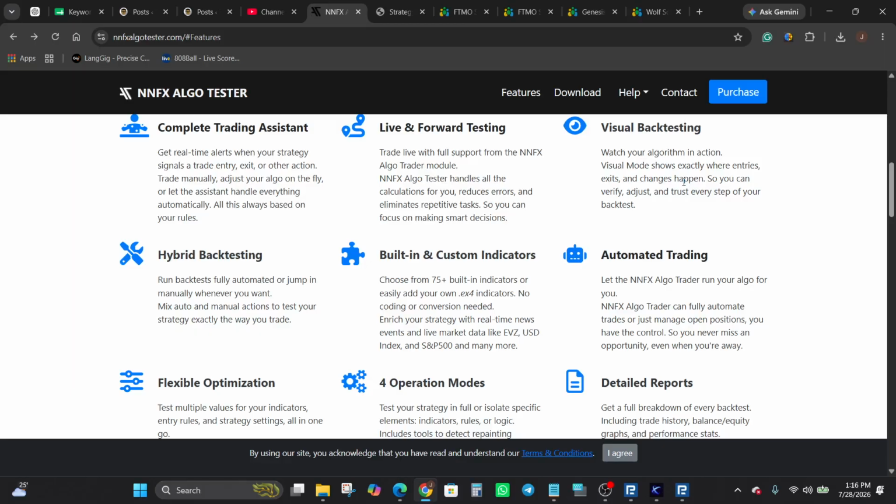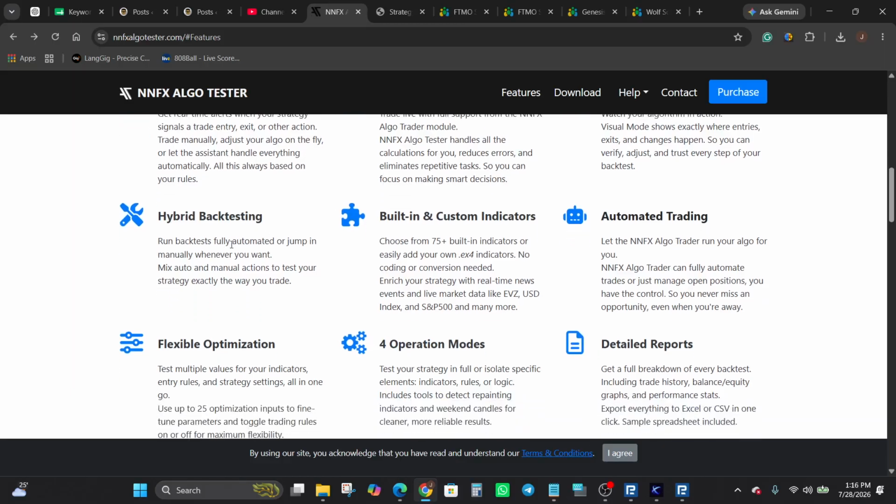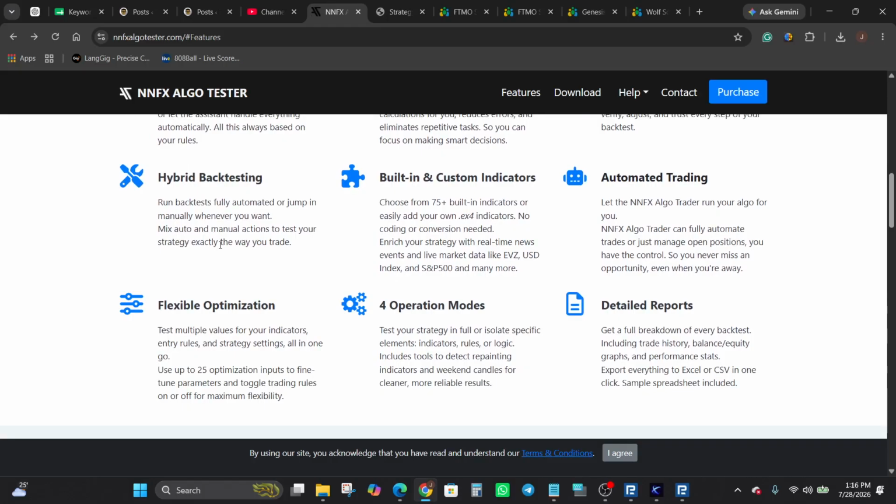The website also mentions hybrid backtesting, where users are not limited to fully automated testing. They can combine automatic execution with manual intervention during a backtest. That flexibility may be useful for traders who want to evaluate specific decision-making scenarios without completely giving up automation.